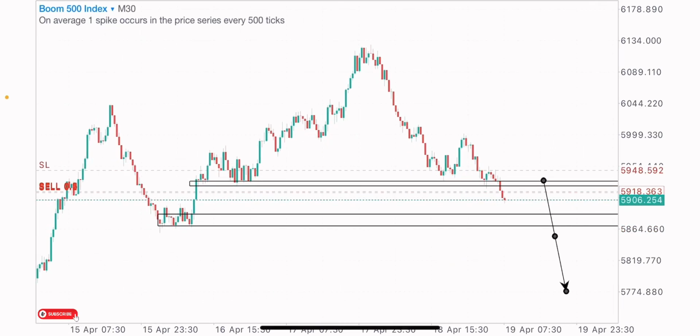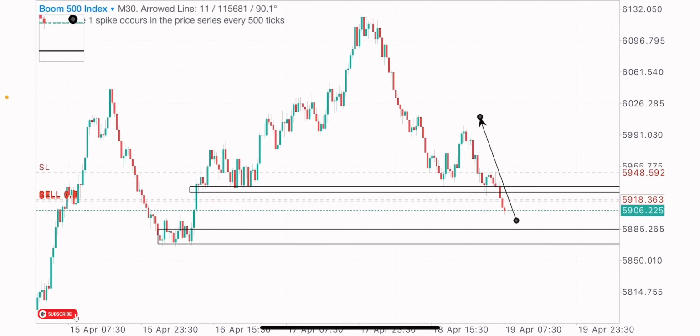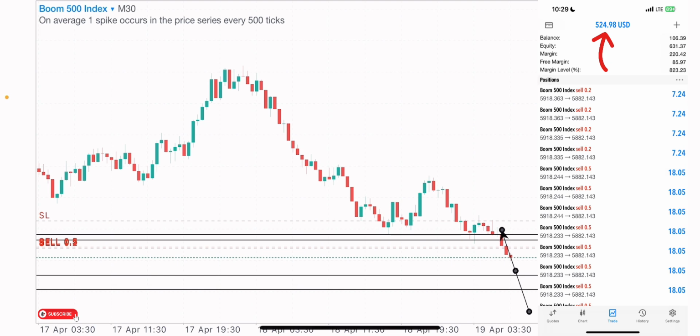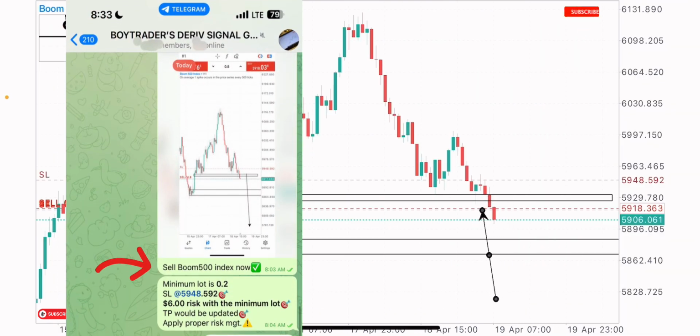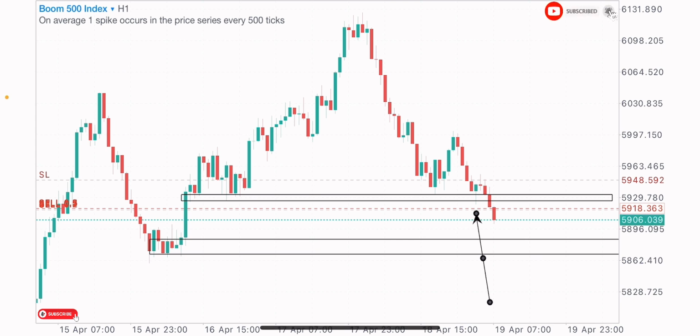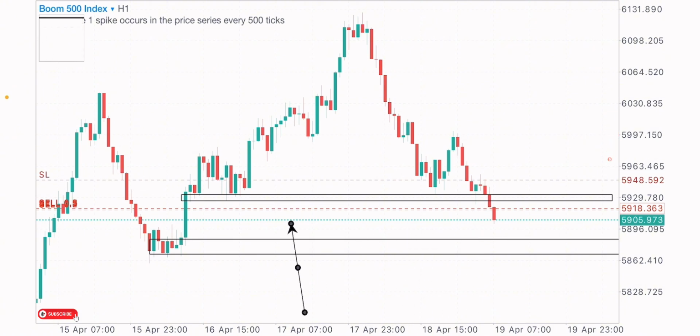Hey guys, I took this sell trade on Boom 500 index and I shot the sell signal to my VIP members. I'm still expecting more sales on this index basically. I've asked them to close out some positions, taking partial profits, which I've also done, right? More sales expected in the coming hours and days on this index.